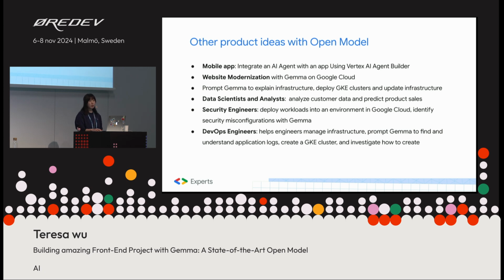Again, as for open models, it doesn't have to be just Gemma. There are lots of other smart ideas we can use today. I'm sure you can come up with even more. We can use Gemma to modernize our website. As a DevOps engineer, I can use Gemma to help me manage infrastructure, make a prompt for the application to understand more about my logs, my cluster, and investigate how I can create one cluster as well. So it gives you the steps, right? The instructions. Again, as a data scientist or in security, I can use the model to make my life easier and also to build this model into my product to make my customer happy.